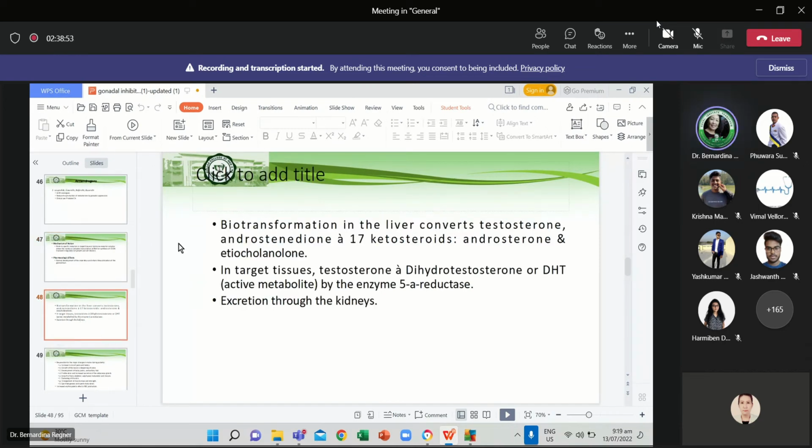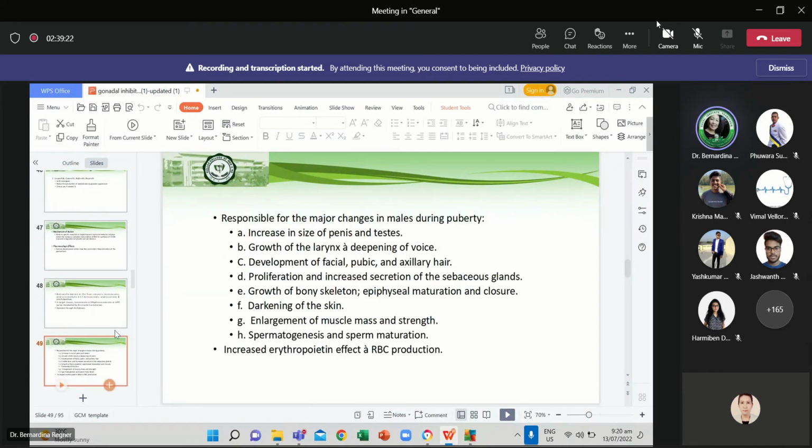Now, for your androgens, biotransformation in the liver converts testosterone, androstenedione, and 17-ketosteroids to androsterone and etiocholanolone. In target tissues, you have testosterone and dihydrotestosterone or DHT, which is your active metabolite, formed by the enzyme 5-alpha reductase. And the excretion is through the kidneys. Okay, this is responsible for the major changes in males during puberty.